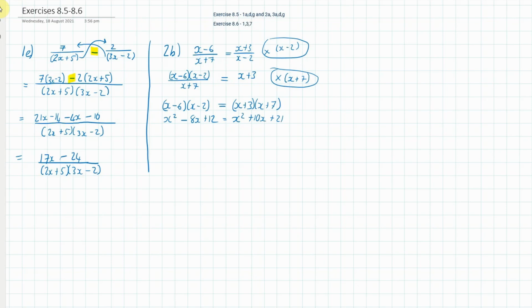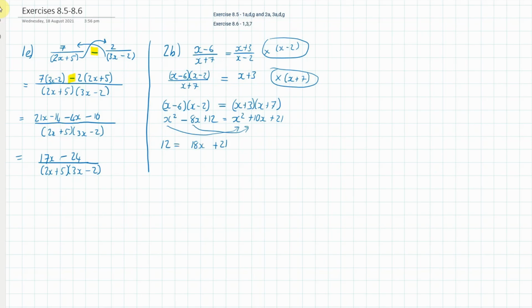Then I will pull everything across. So I'm going to pull my x's across to the right-hand side. You'll notice that if I take away x squared from both sides, that they will cancel out. So I'll bring this across to this side by subtracting it, and I'll bring this across to this side by adding it. So my next line will be 12 is equal to, now the x squared, take away x squared is 0. Then I'll have 18x, because I've added that 8x to both sides to get rid of it from the left-hand side. Now I'm going to pull the 21 across to the other side by subtracting.